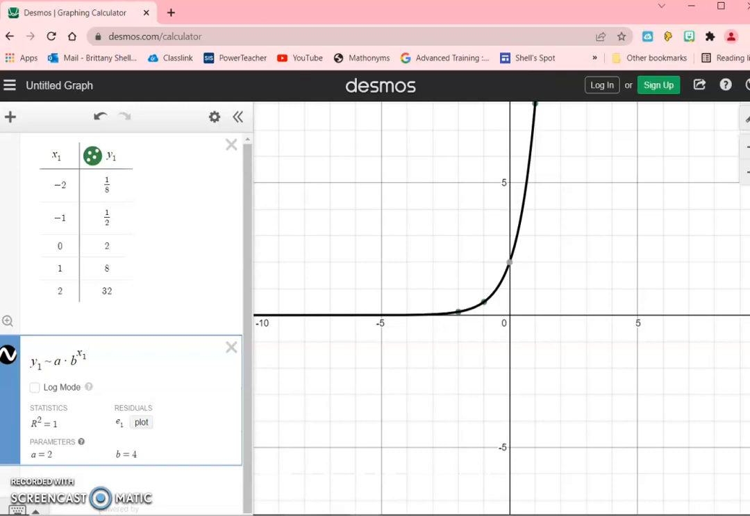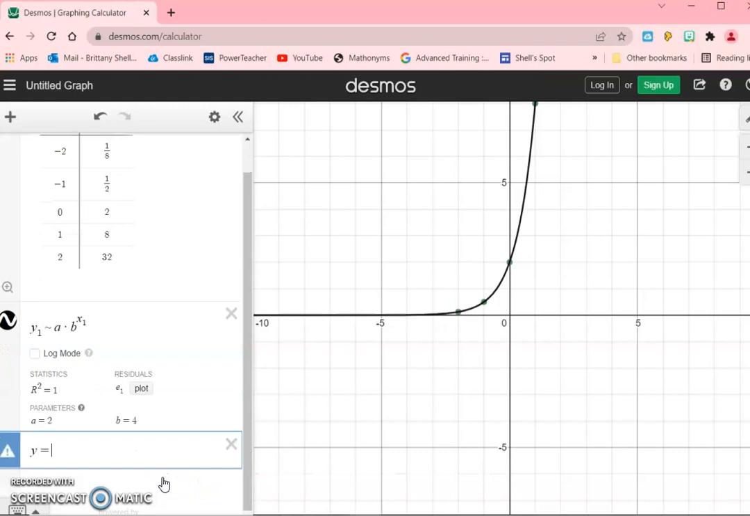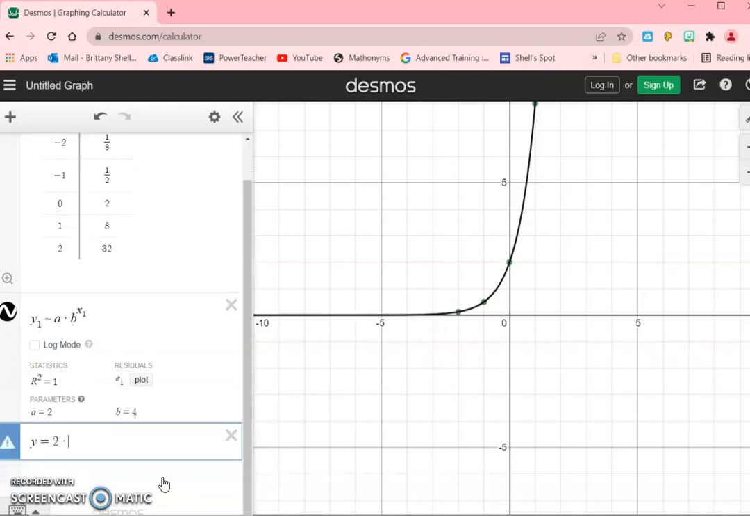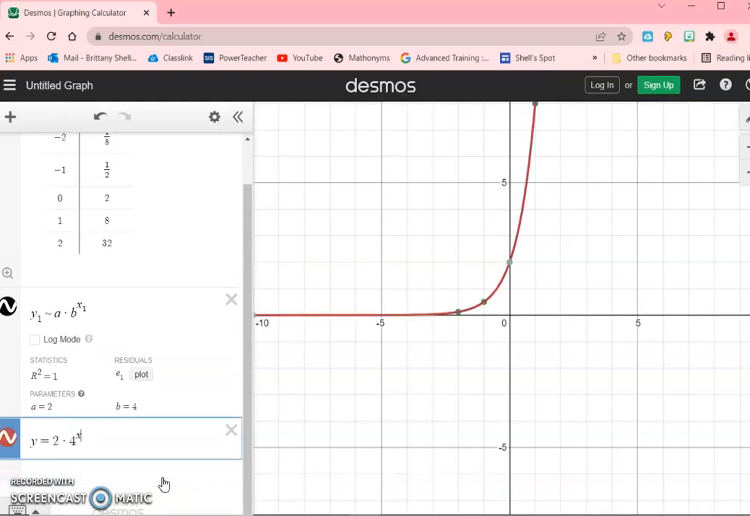X here comes from your table, and so our x, make sure we put the subscript there. And then it tells you that your a is 2, your b is 4. So when you write your equation, that's going to be y equals 2 times 4 to the x power, which gives us that red equation that you see on your screen.